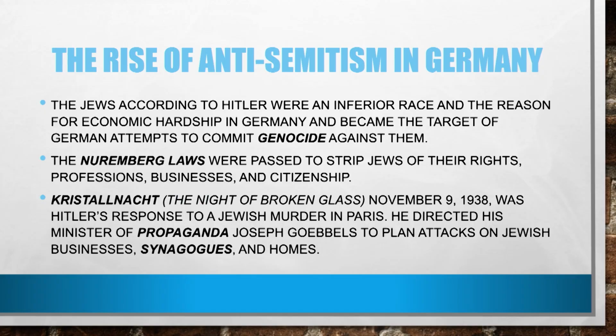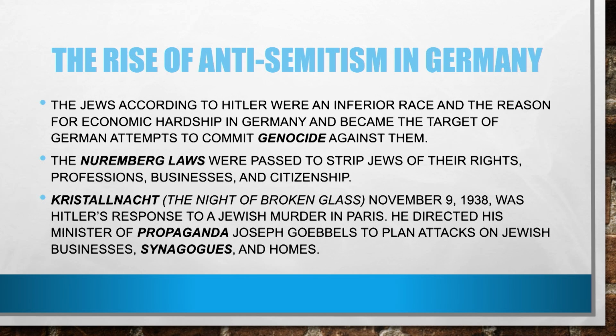The Jews, according to Hitler, were an inferior race and the reason for the economic hardship in Germany, and became the target of German attempts to commit genocide. And genocide is, once again, a good term. Genocide means the killing of a race of people.